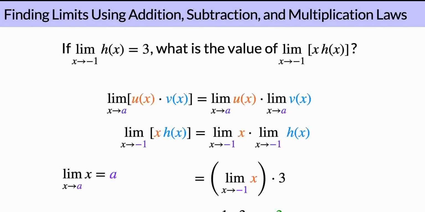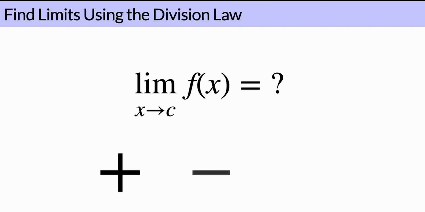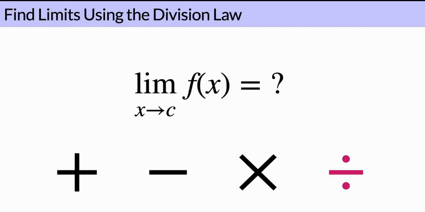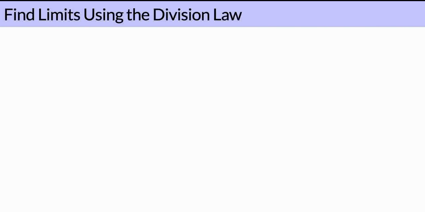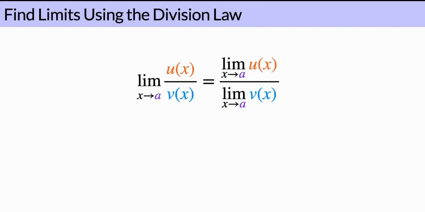Great work! We've found limits using addition, subtraction, and multiplication of other limits. Today we're going to learn about how to find limits using the division law. To find the limit of a quotient, we can divide the limit of the numerator by the limit of the denominator as x approaches the same value.